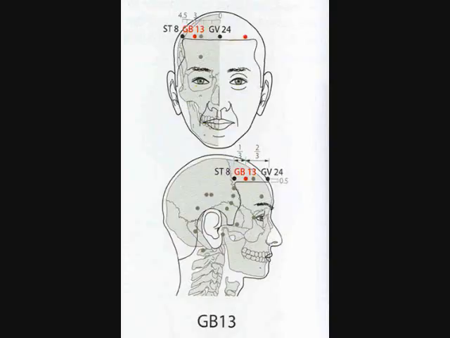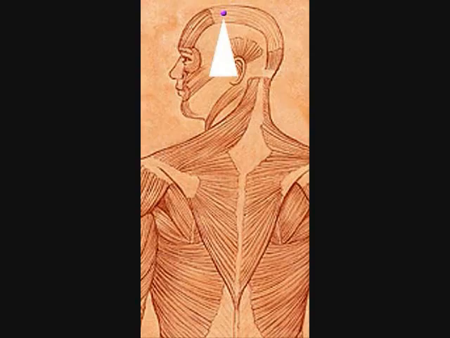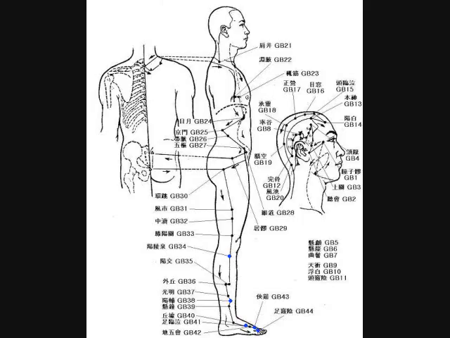GB16, 1.5 Tsun posterior to GB15, on the line connecting GB15 with GB20. GB17, 1.5 Tsun posterior to GB16, on the line connecting GB15 with GB20. GB18, 1.5 Tsun posterior to GB17, on the line connecting GB15 with GB20.